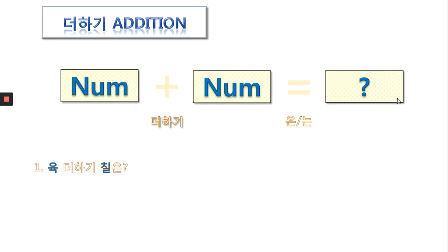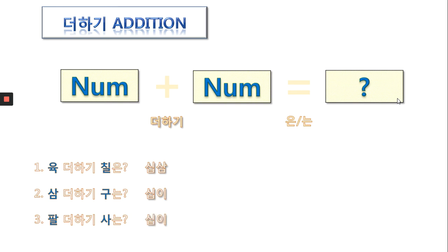네, 6 더하기 7은 13이에요. 13이에요. How about this? 3 더하기 9는 뭐예요? 3 더하기 9는 12예요. 12예요. How about 8 더하기 4는? 8 더하기 4. 8, 8. 4, 4. So 12예요. Okay.